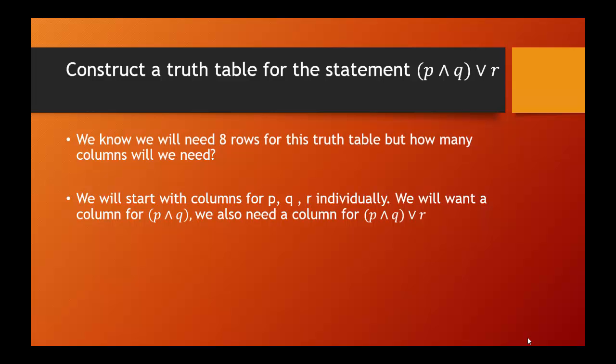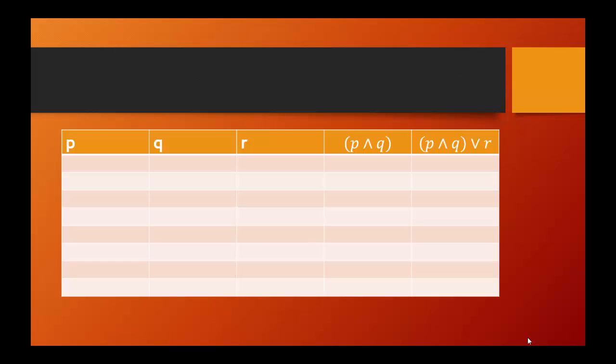So first we know that we need 8 rows for this truth table, but how many columns will we need? When we think about columns, start with our basics. I have P, Q, and R that I need individually, so they will need columns. Then, since I have a set of parentheses, P and Q, I'm going to do that first. And then I can do the whole thing, (P and Q) or R. So here is what it's going to look like before I start. I have my 8 rows, and then going across, you can see I have 5 columns.